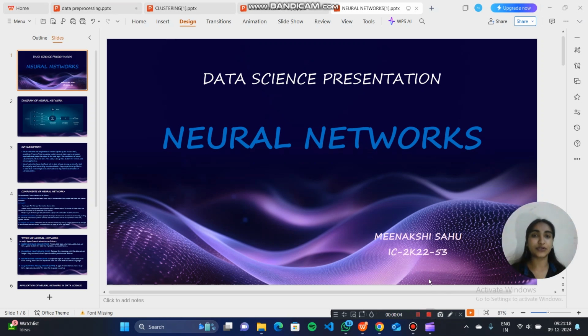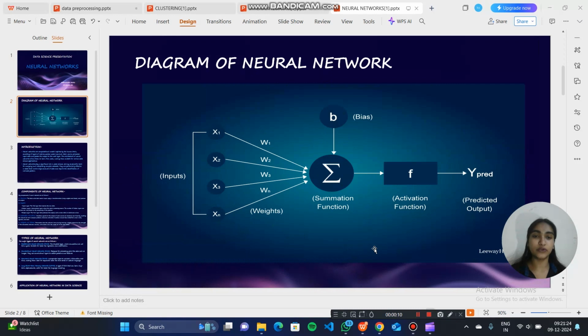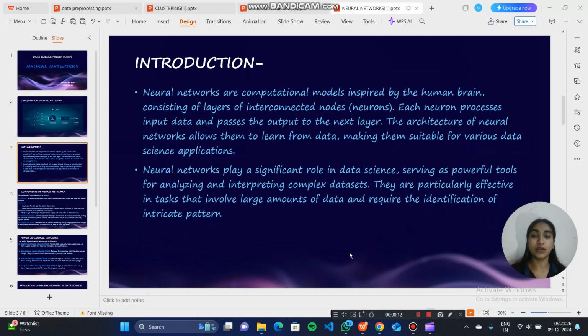This is the seventh lecture of my data science series in which I will cover the topic neural networks. This is the diagram of neural network. What is neural network? Neural networks are computational models inspired by the human brain consisting of layers of interconnected nodes.